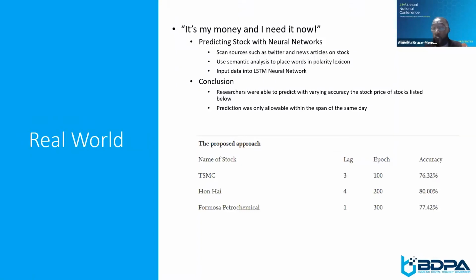And so they scanned sources such as Twitter. It was mostly Twitter and news articles on stock. This was actually in China, so these were all Chinese stocks, and they used semantic analysis to place words in a polarity lexicon. So now hold on. Fancy words, right? All these fancy words, what do they even mean?